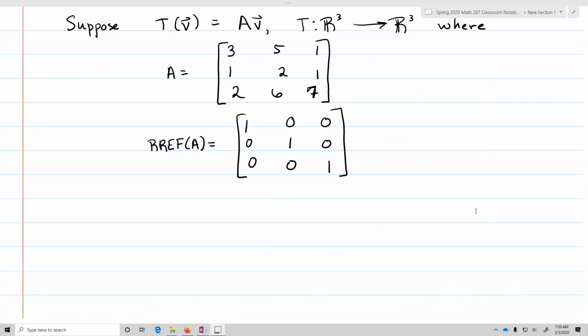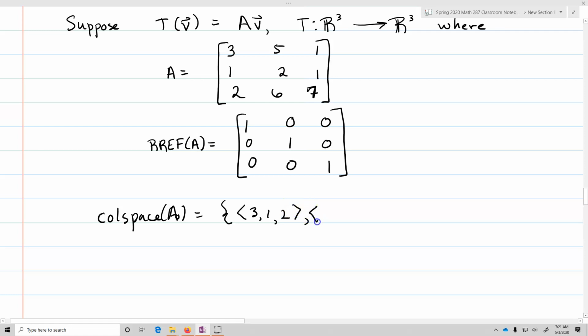So let's take an example. We've got T of V equals AV for T from R3 to R3, where A is going to equal this matrix. When I take the row reduction of this matrix, what I end up with is the identity, I3. So I ask myself, what's the column space of A? The column space of A is going to have a basis of 3, 1, 2, 5, 2, 6, and 1, 1, 7, which is equal to all of R3.